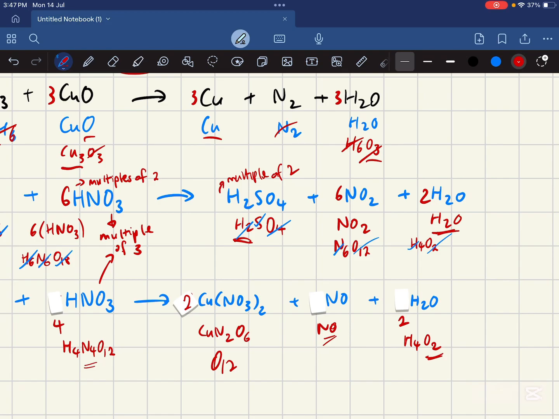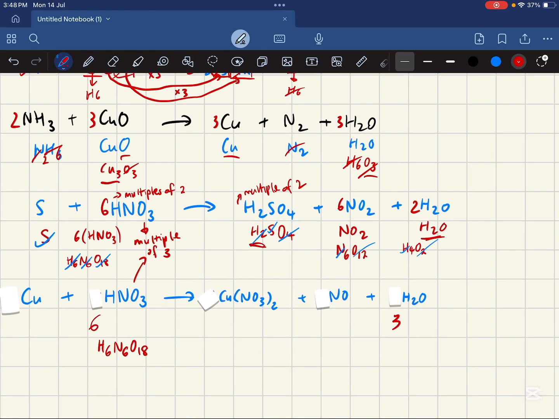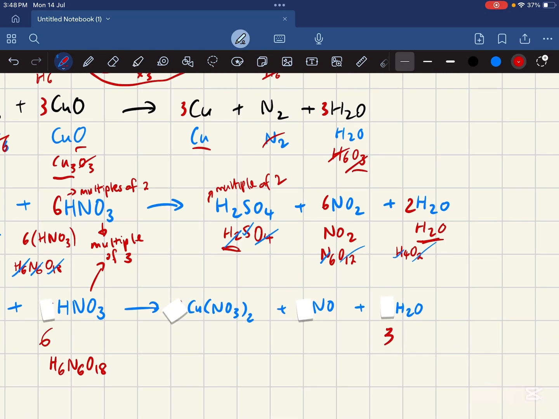So that is a bit troubling, right? We have more O's on this side. That means we have to continuously increase the number. So make this 6 and we'll make this 3. So here we have H6 and N6, O18. Okay, so far that looks all right.